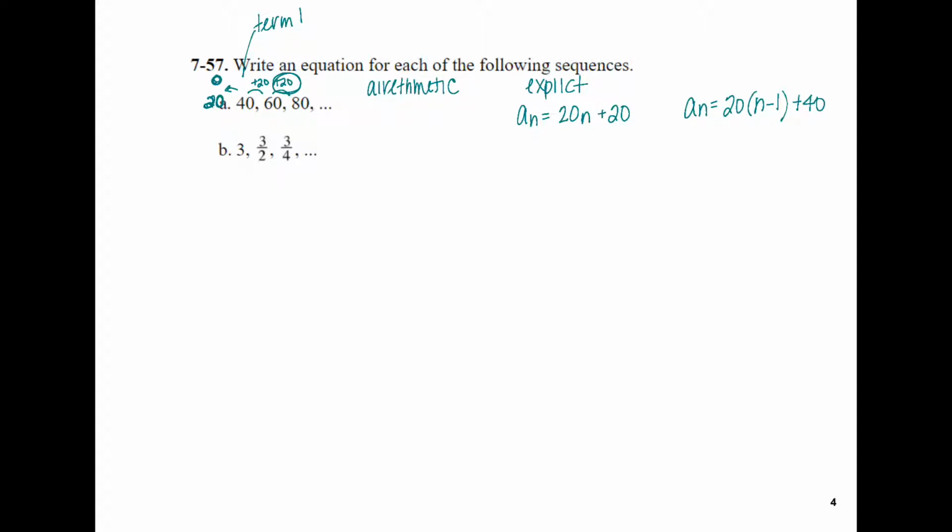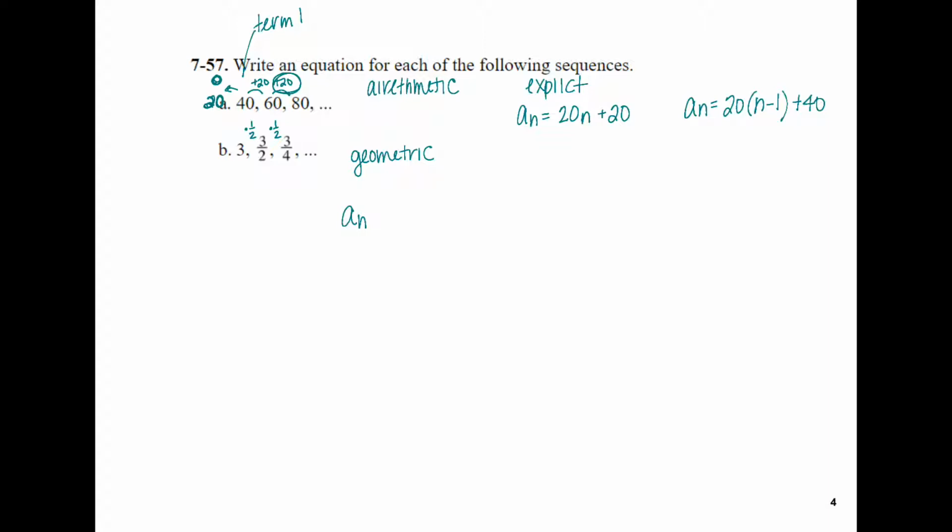When we look at example B, to go from 3 to 3 halves, I noticed that I could multiply by 1/2, or I could divide by 2. In order to go from 3 halves to 3/4, I also can multiply by 1/2. So if you are multiplying to go from one term to the next, it's a geometric sequence. When we write a geometric sequence in explicit form, we also want to use the notation a sub n.